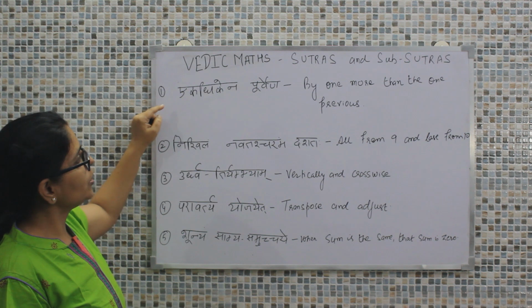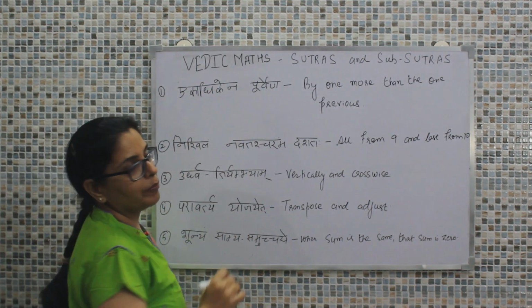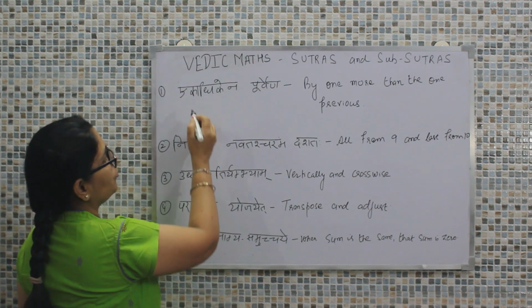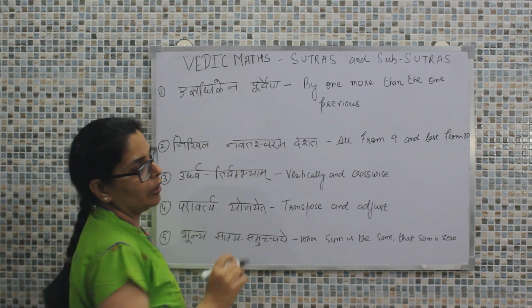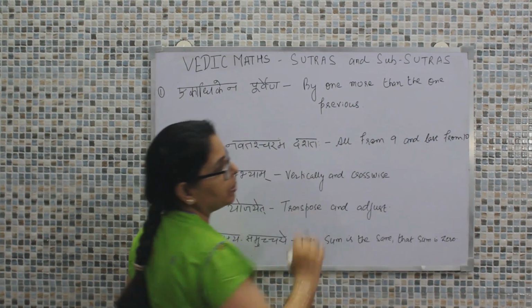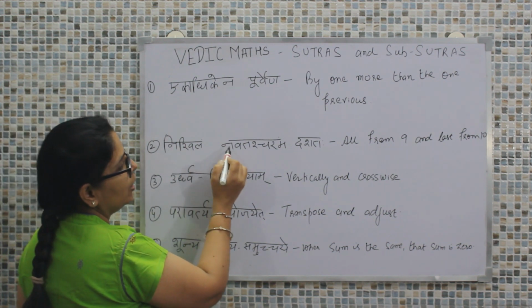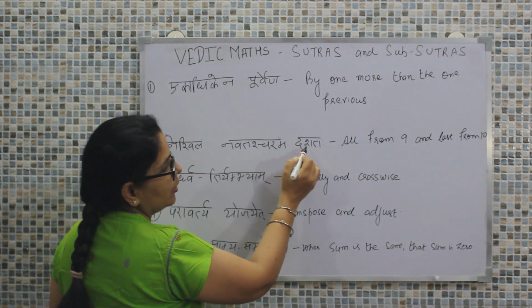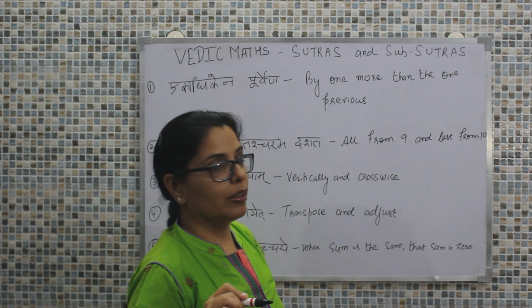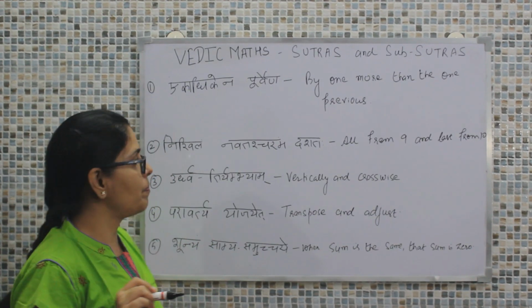Coming to the first sutra, that is Ekadhikena Purvena. It is a combination of Ek, Adhik and Purvena. And what is the meaning of this sutra? By one more than the one previous. Coming to the second sutra, that is Nikhilam Navatashcaramam Dashatah. It means all from 9 and last from 10. This sutra is used basically for the subtraction process.